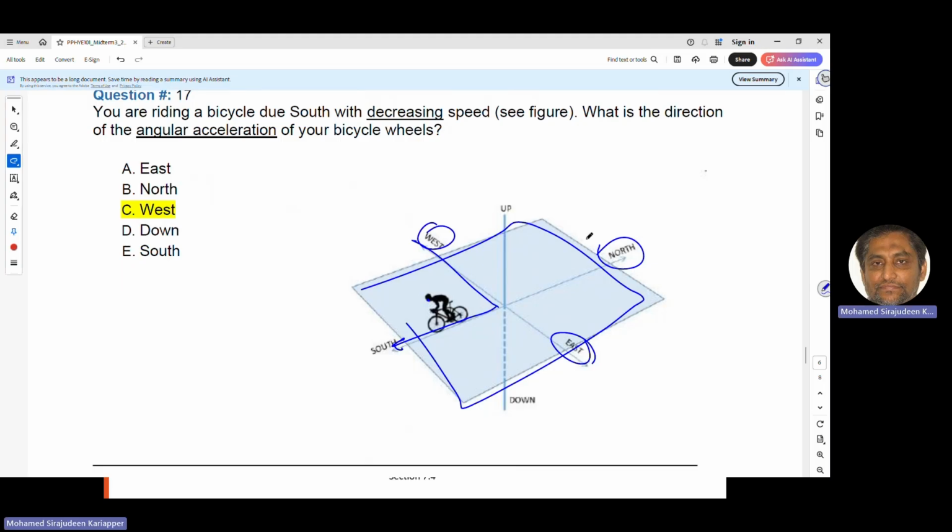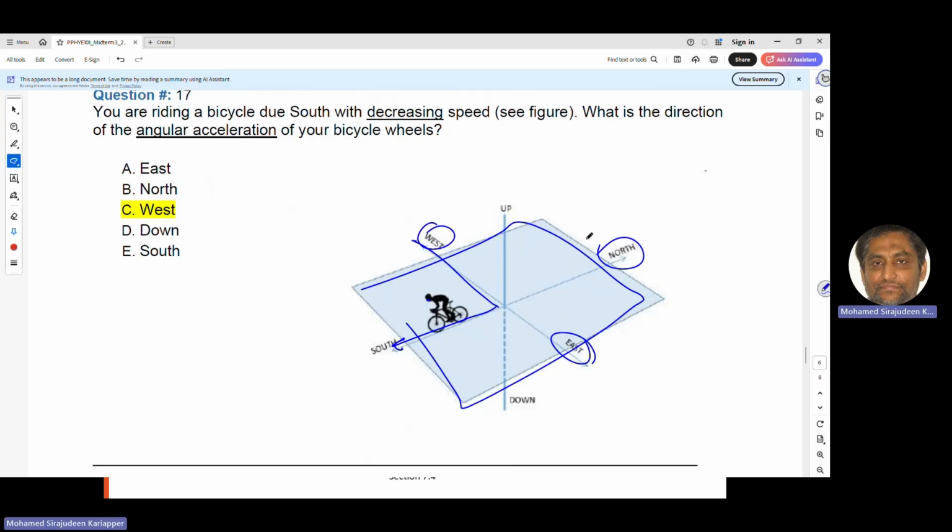You know the direction of the velocity is east. He's asking for the angular acceleration, because it is decreasing speed, so the answer is west. Suppose I said increasing speed, the answer is the same as the velocity direction.